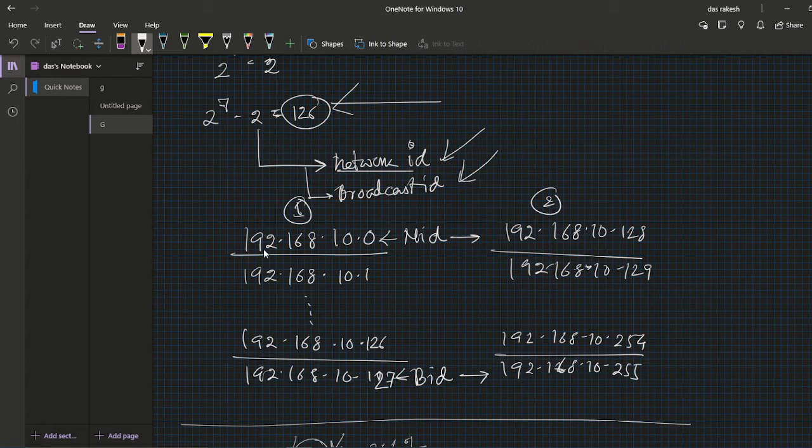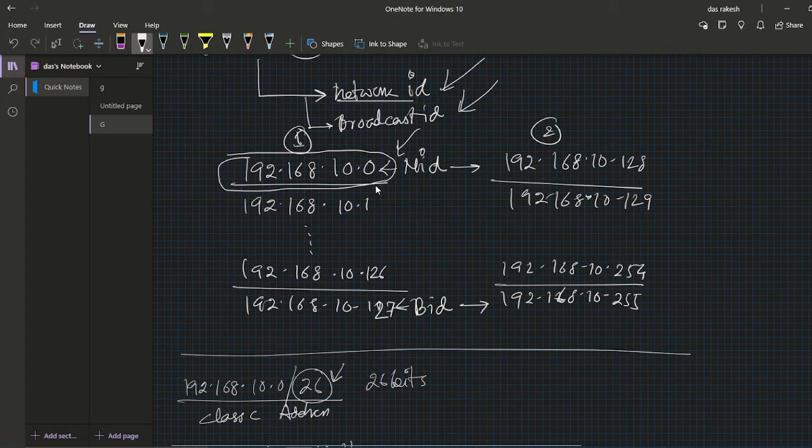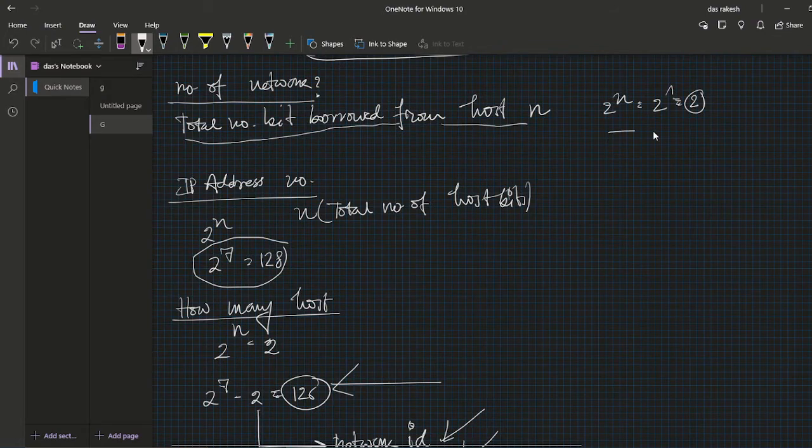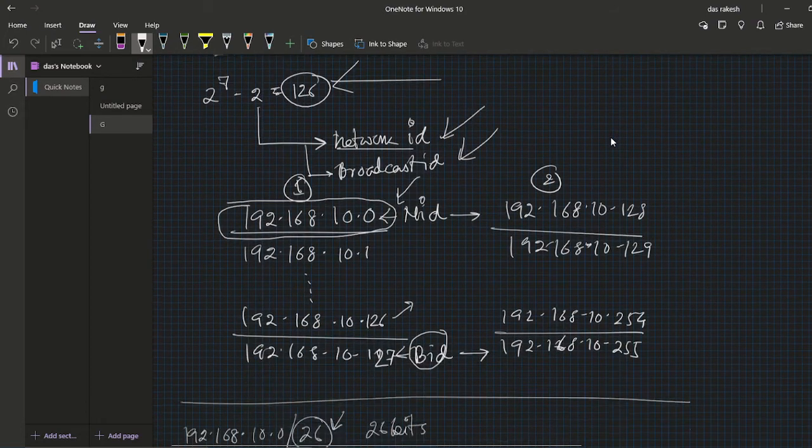So now our starting IP address is 192.168.10.0. This is basically the network ID. This is the first ID, which is not given to any host. So from 1 to 126, these are assigned for hosts, and 192.168.10.127 is basically known as the broadcast ID. Okay, so how did we divide that? Because we assigned that 2 networks are possible, that's why here 2 networks are possible.